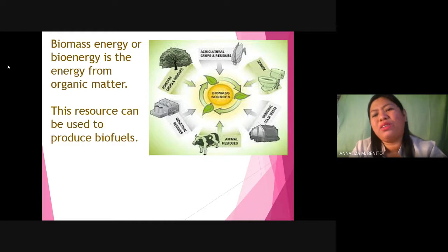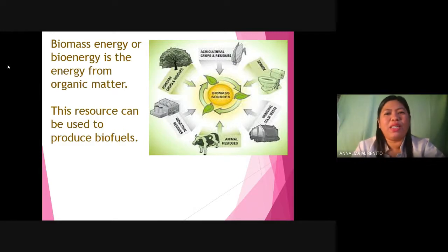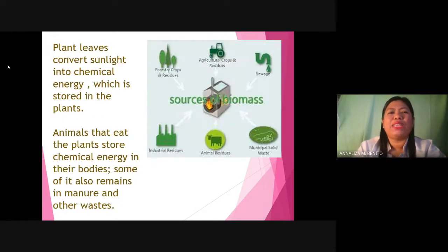Okay, so the biomass sources: we have the sewage, agricultural crops and residues, forestry crops and residues, industrial residues, and also the animal residues and the municipal waste. So those are the biomass sources.